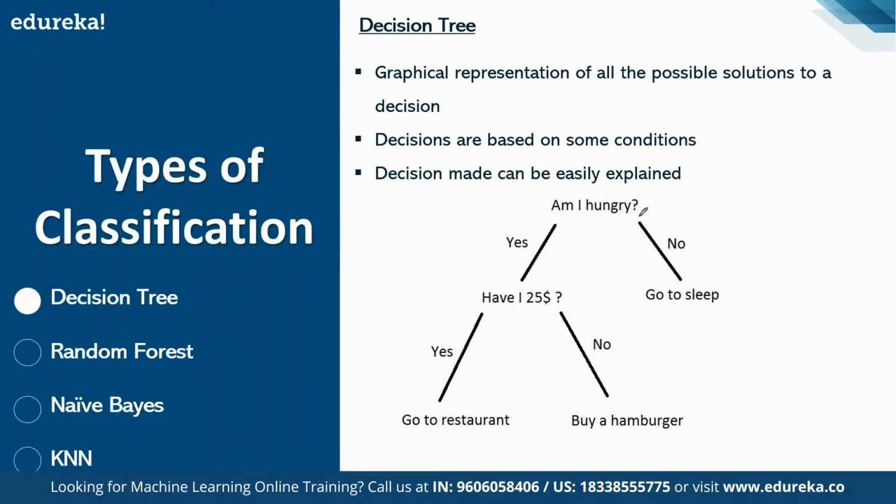You will start with what is called a root node: whether I am hungry or not. If I am hungry, then only I will go for all these activities. If I am not hungry at all, then simply go and sleep. So you start with the first node, which is to find out whether I'm feeling hungry or not. If I'm hungry, then I will decide whether I have money, around $25 worth. If I have money, then I will go to a restaurant. If I don't have money, then I will buy a hamburger. This is the simplest representation of a decision tree.